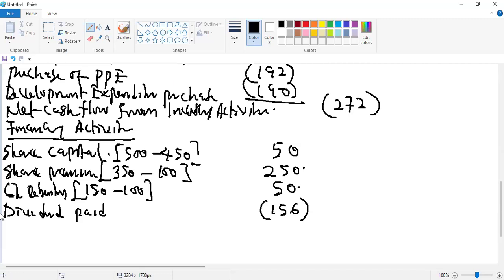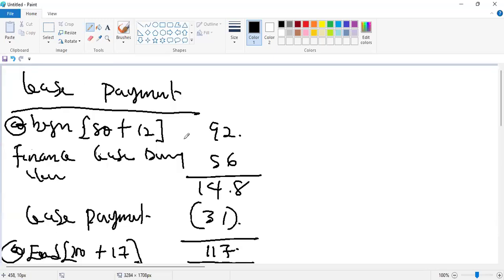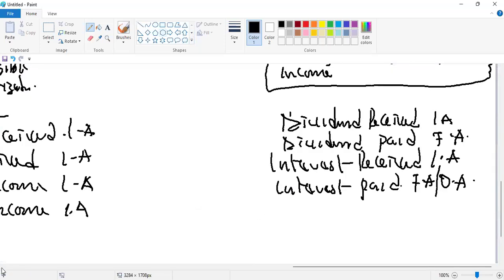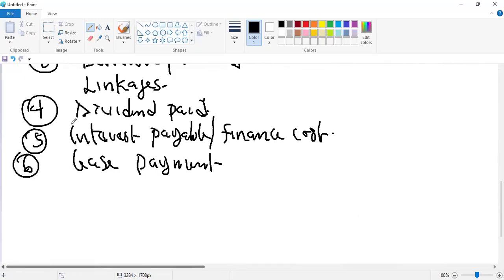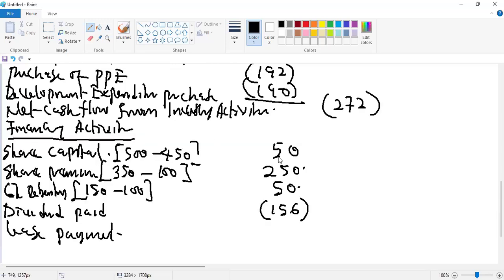So the lease payments, it's an outflow. How much is the lease payments? We calculate it.